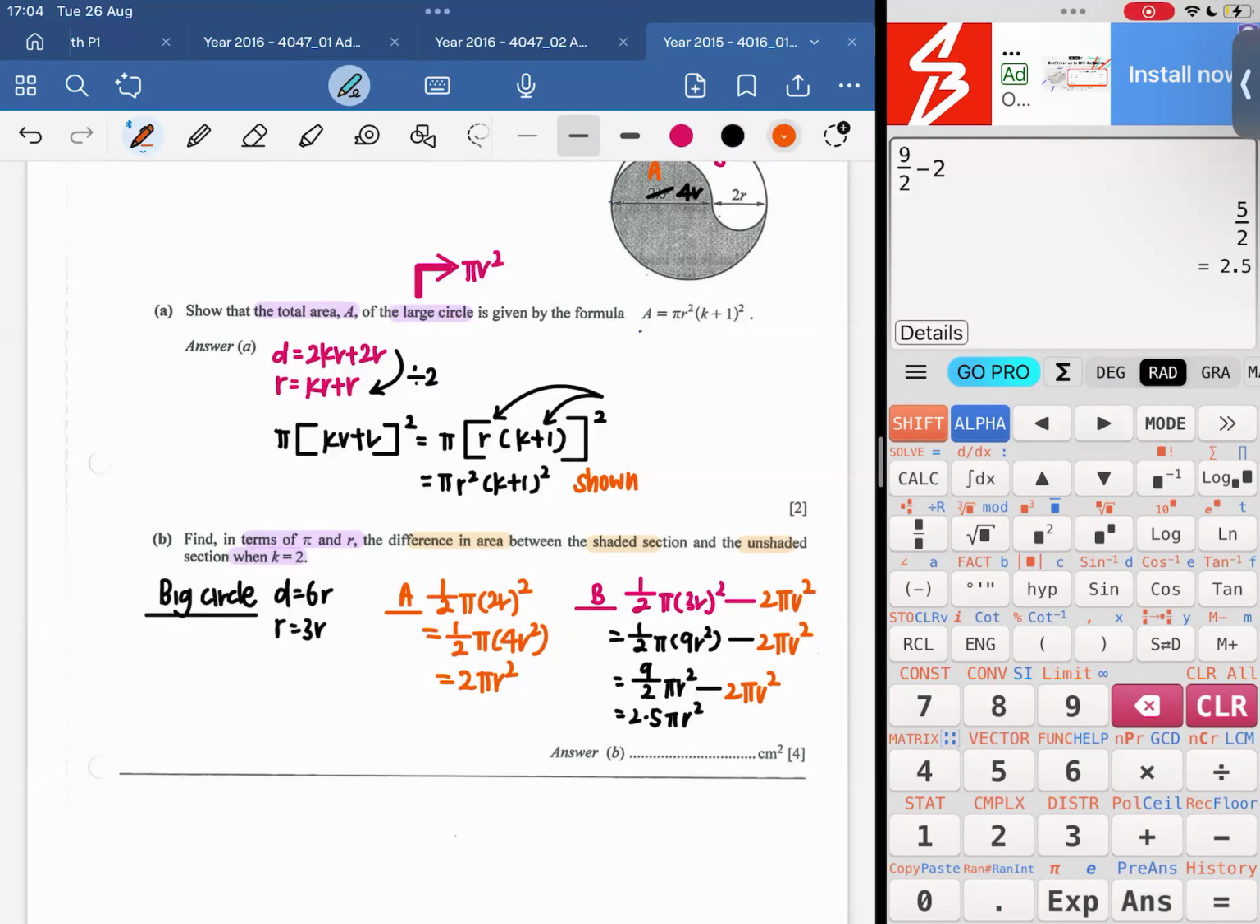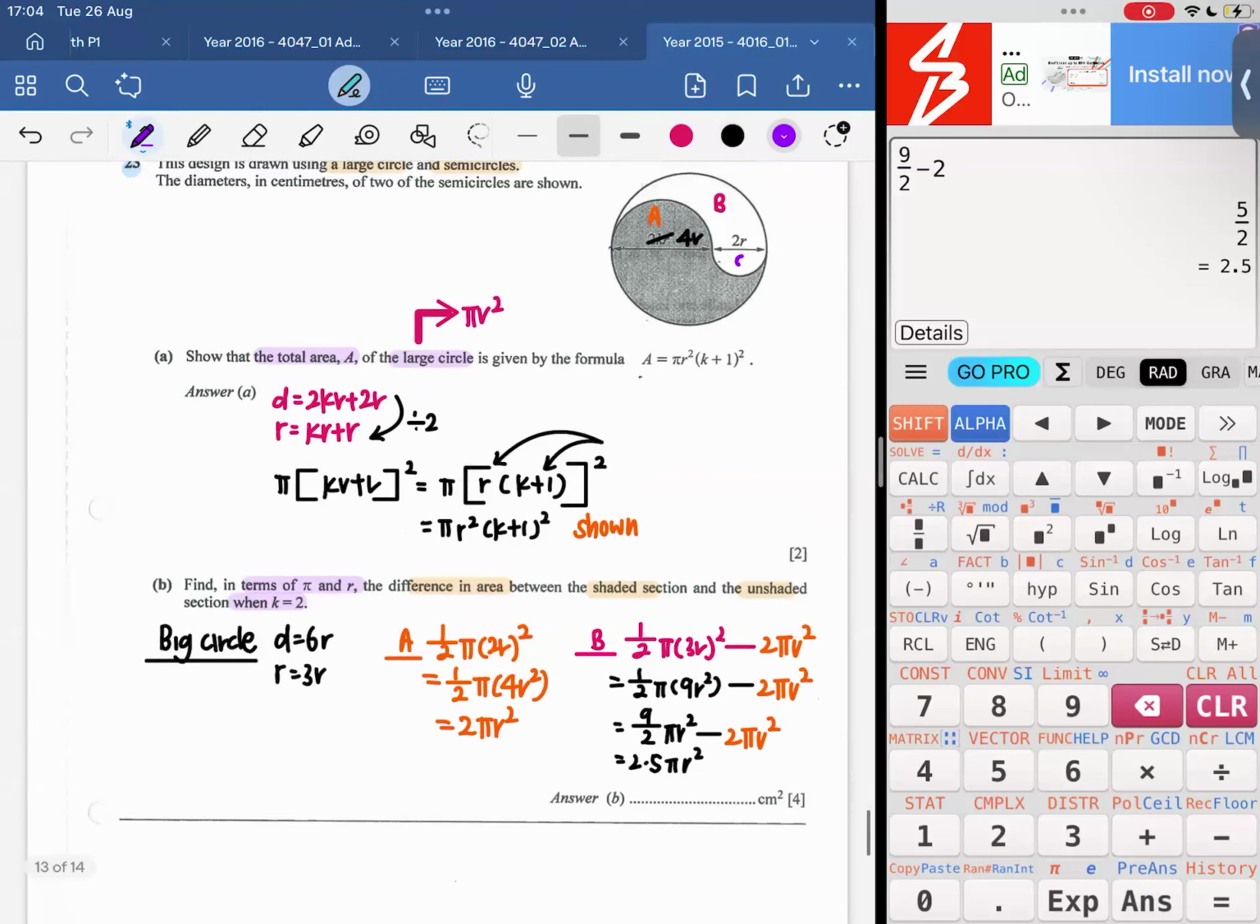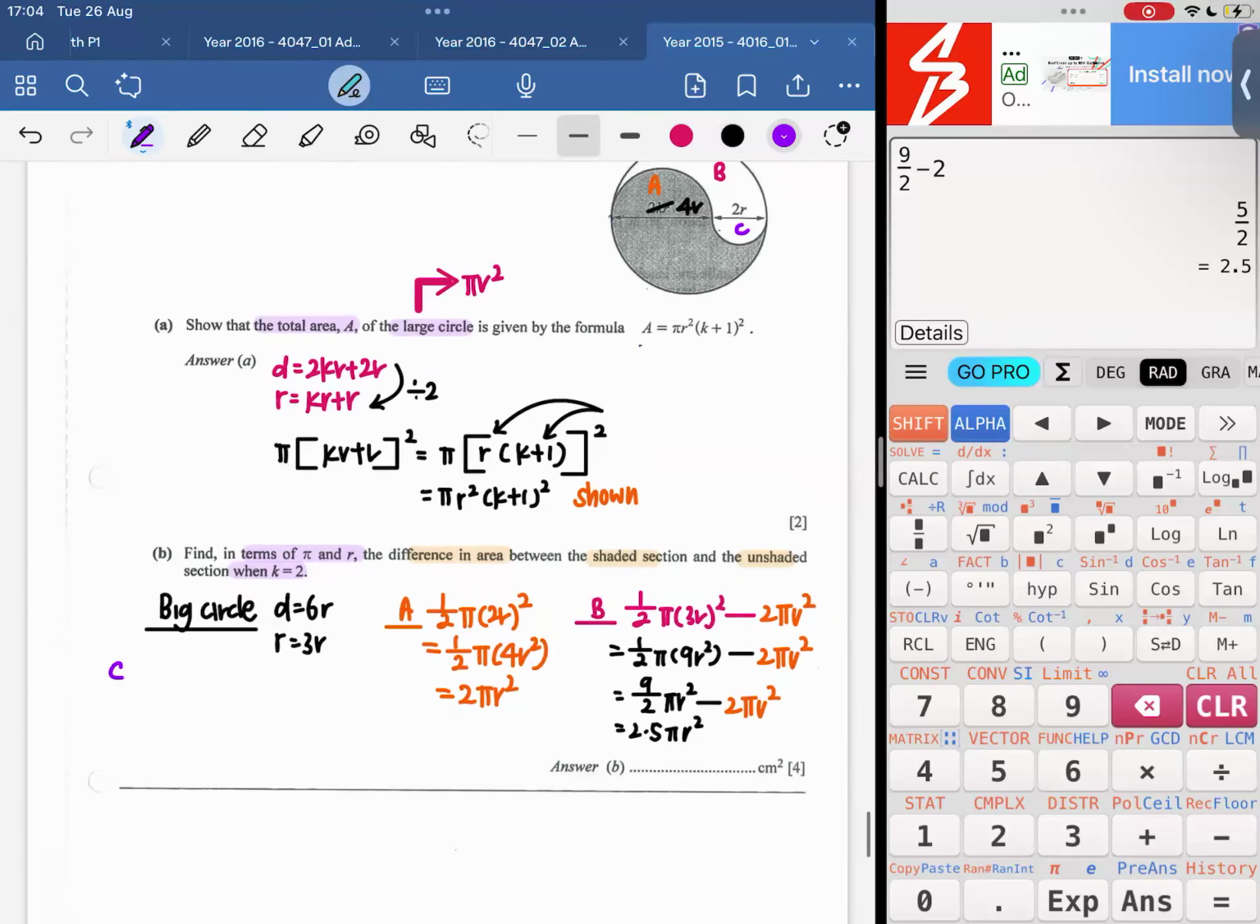Now I need to find C. For C, I'll look at this small little one. This one should be okay because the radius will just be r already, right? So it's just half pi r squared. Oh, that's nice. Okay, now I need to find D.